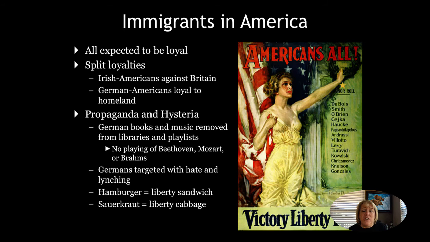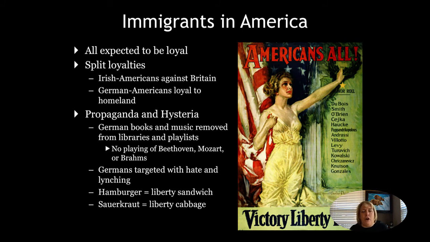I already mentioned the split between native-born Americans and Russian immigrants with German immigrants and Austrian immigrants and stuff like that, but we had others as well. Irish Americans were against Great Britain. They wanted nothing to do with Great Britain. And then you had the German Americans still loyal to their homeland.